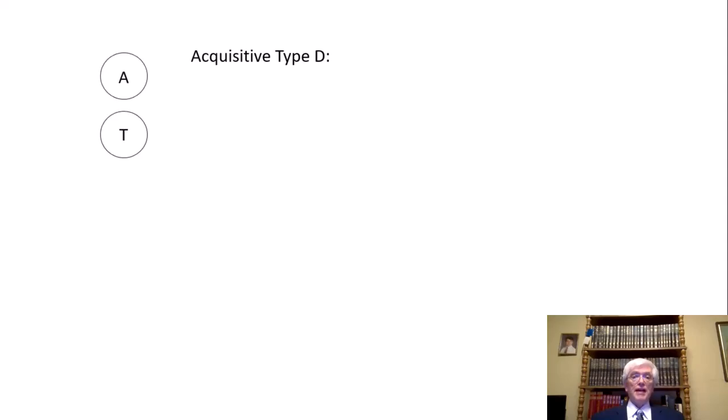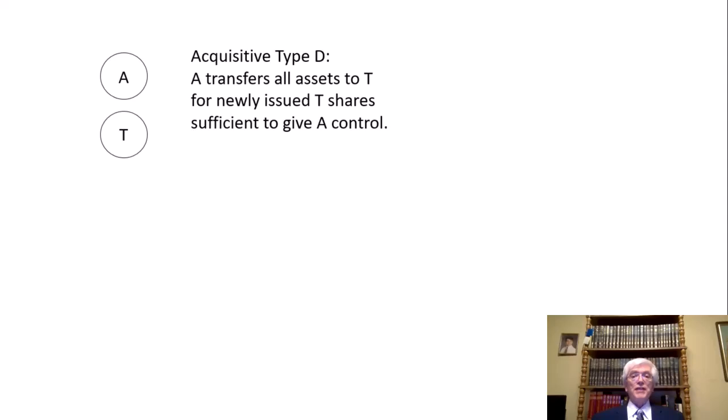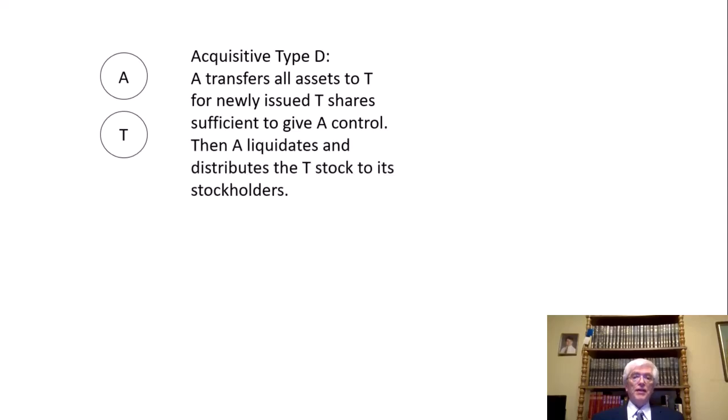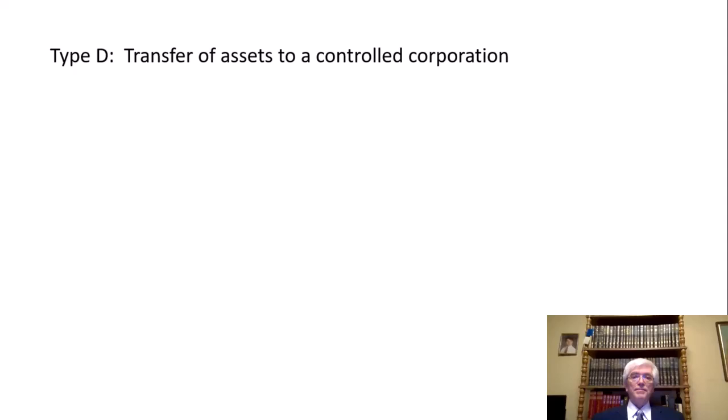So here's the acquisitive type D. We've got A and T. A is going to transfer its assets to T for newly issued T shares, but they will be a sufficient number of new shares that'll give A control. And then A liquidates, distributes the T stock to its stockholders. Now its stockholders have control of the combined corporation. So it really is A acquiring T, even though it looks a little bit upside down.